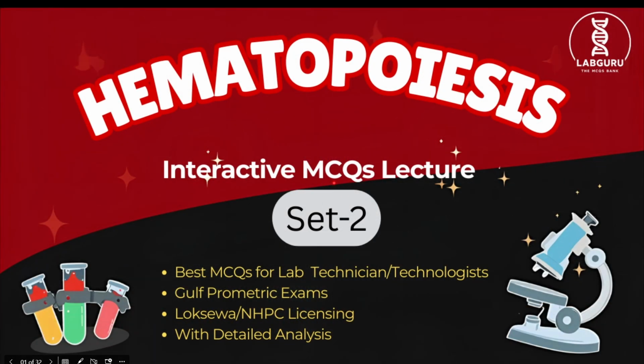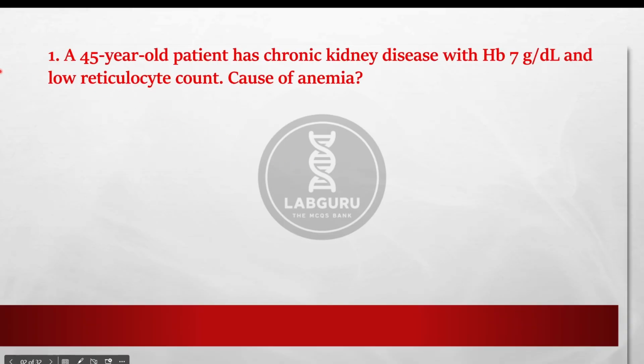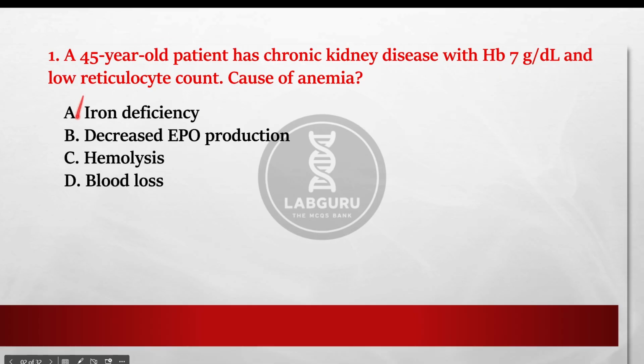Let's begin with the hematopoiesis set 2. Here our first question is: a 45-year-old patient has chronic kidney disease with hemoglobin level 7 gram per deciliter and low reticulocyte count. What will be the cause of anemia? Here the options are: option A is iron deficiency, option B is decreased EPO production, option C is hemolysis, and option D is blood loss.